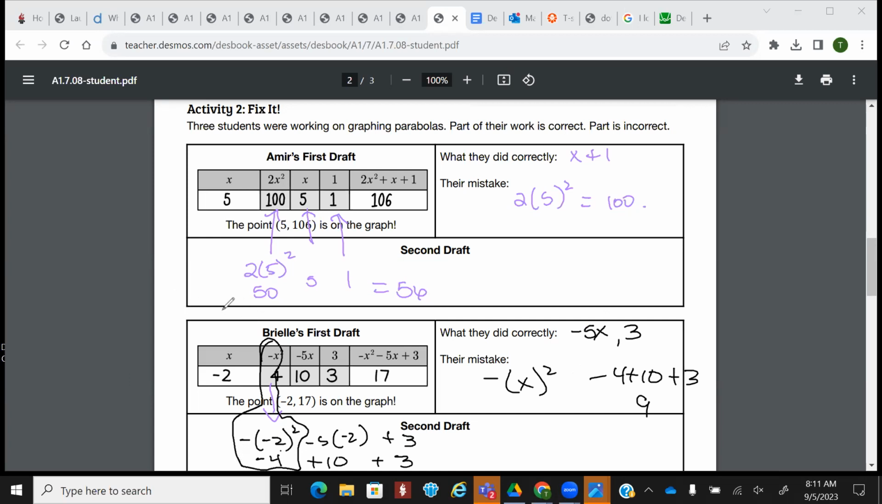If this would have just been x squared, then that would have been fine. It would have been positive 4. But since there's a negative already there, we keep that guy negative.